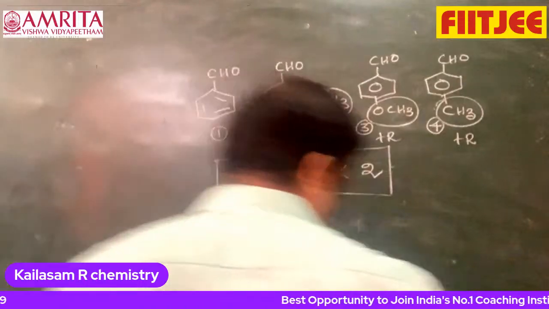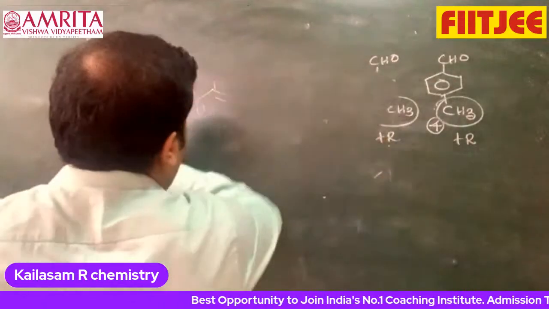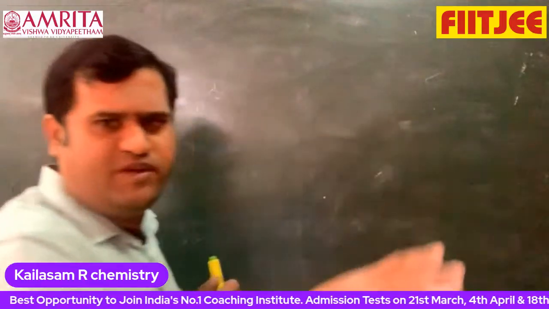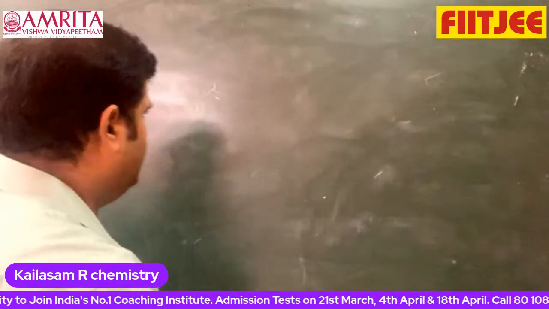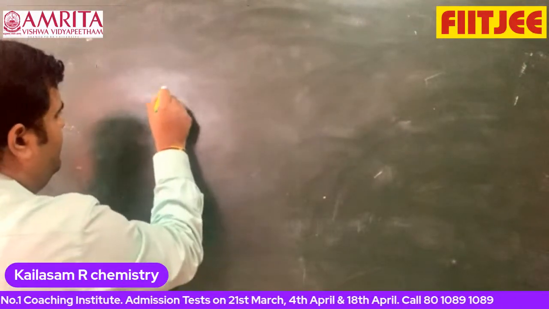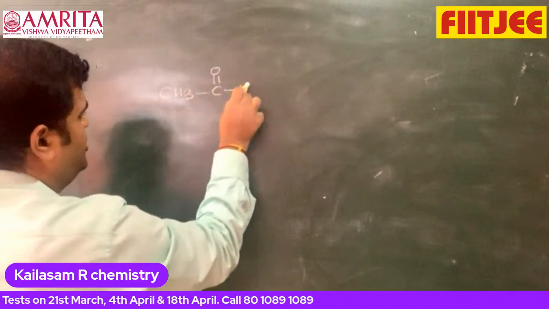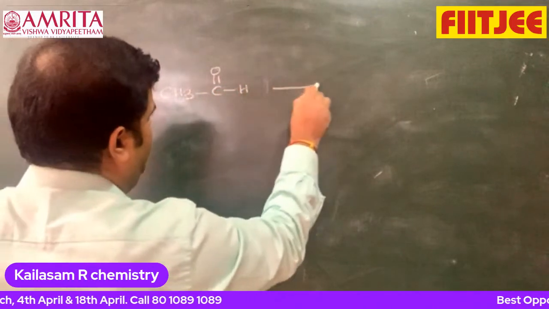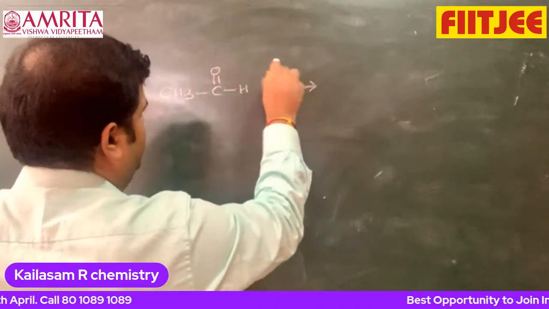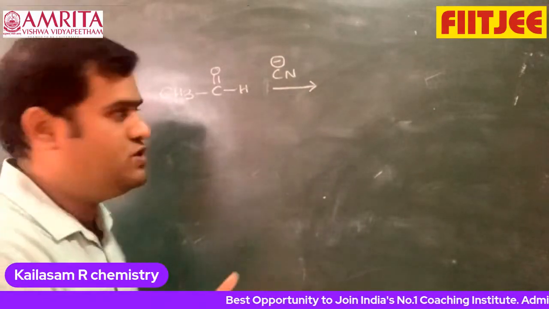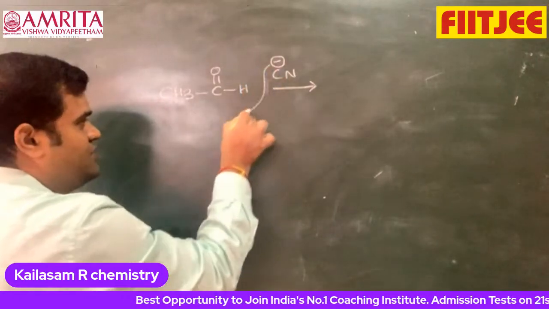Chemical properties are very important. Cyanohydrin formation: look at this. I'm taking CH3CHO, with C double bond O. I'm using CN minus. Observe carefully what will happen to CN minus, or we can use KCN in aqueous medium. So now I can write this is the first step.